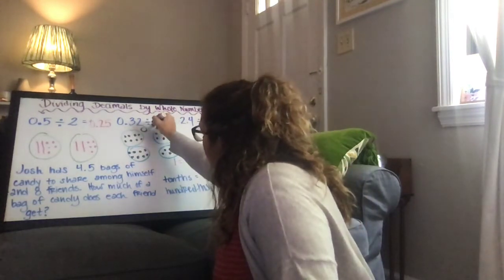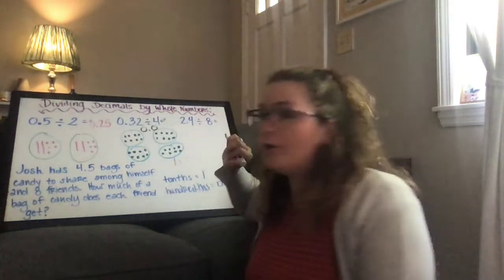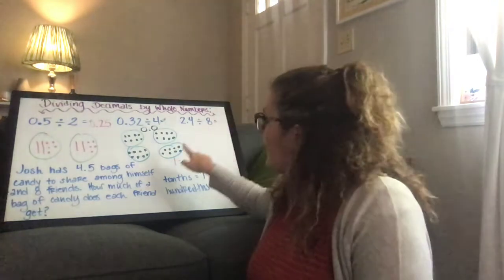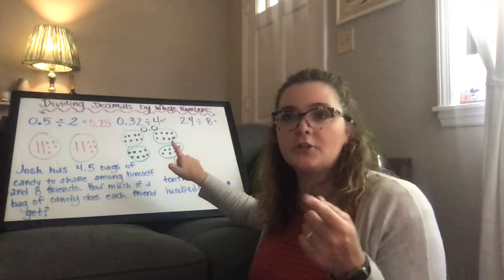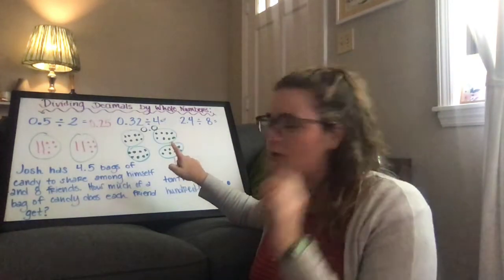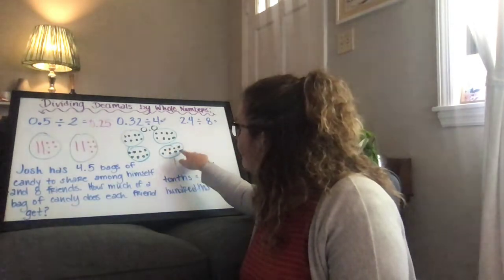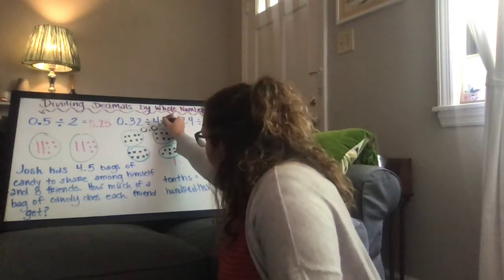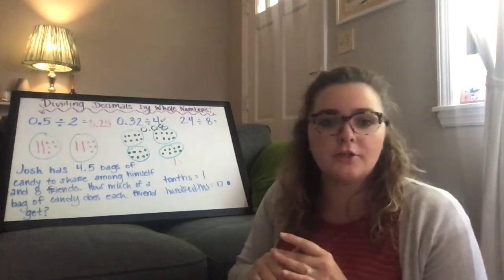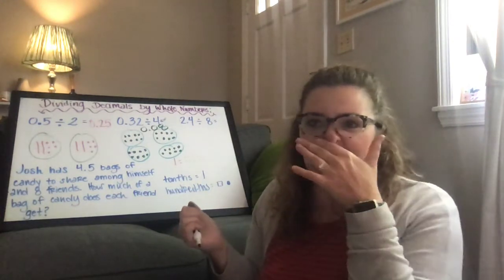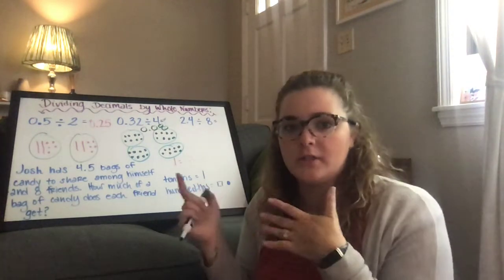So I have no tenths, but I need to count up how many hundredths are in one little circle or one little group. 1, 2, 3, 4, 5, 6, 7, 8. So I have 8 hundredths. So 32 hundredths divided by 4 is actually equal to 8 hundredths.